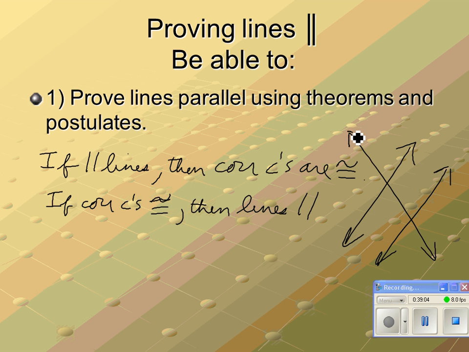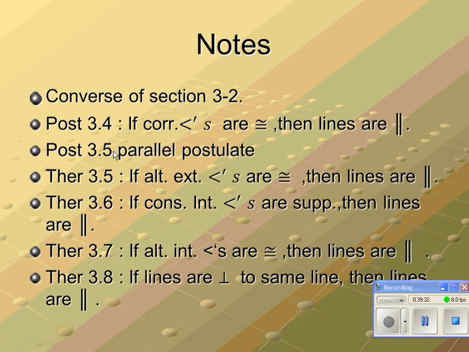So now instead of them giving us a picture with a transversal going through there and telling us these two lines are parallel, they're going to say something like this. This angle is 70 degrees. This angle is 70 degrees. Well, what kind of angles are those two to each other? Corresponding angles. If those corresponding angles are congruent, then guess what we can say about these two lines? They're parallel to each other. So it's just going the reverse of what we did before. All right, write these down.